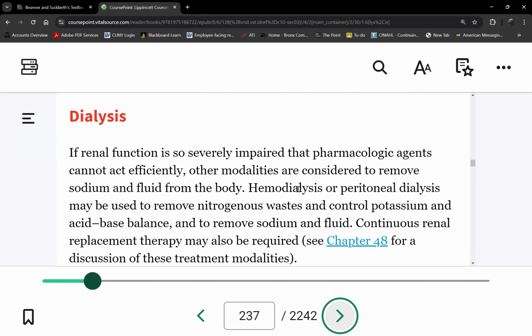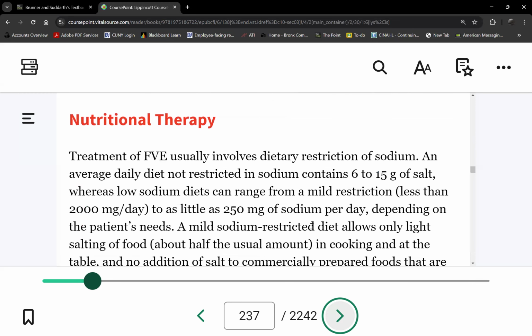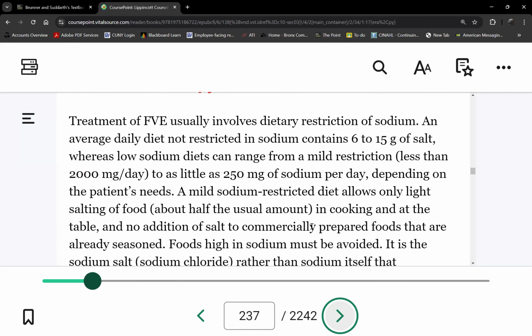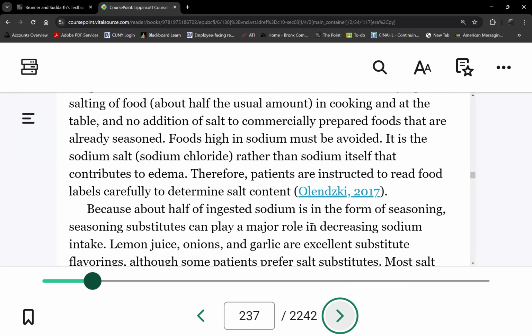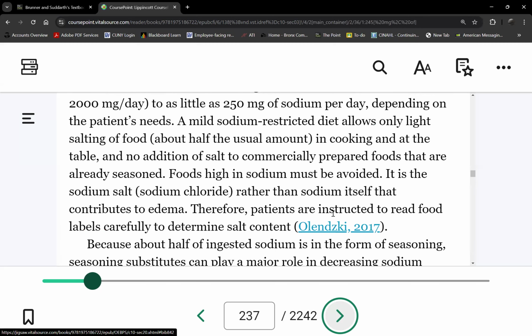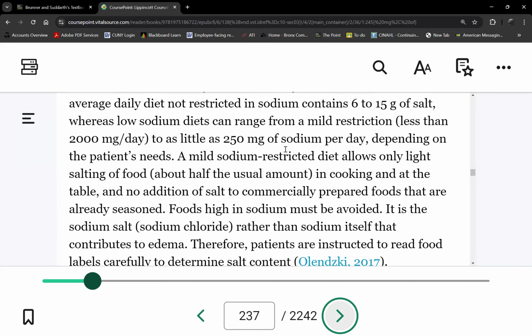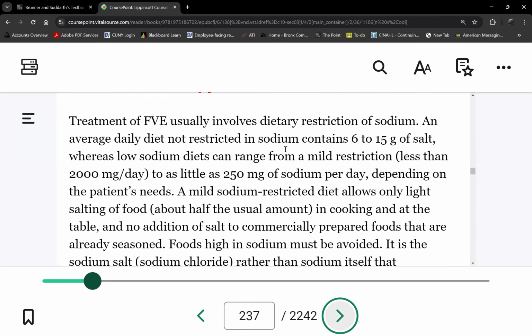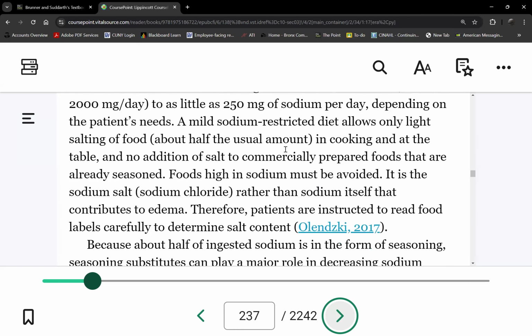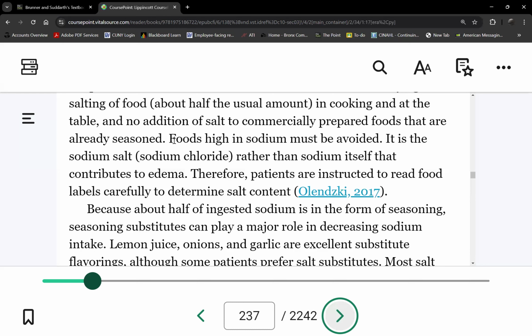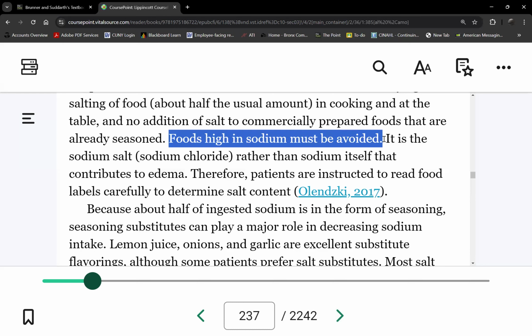If needed, the patient may have short-term dialysis. We'll discuss dialysis next week. And fluid restriction and also salt restriction. Here are details about how much salt restriction to give. Here, foods high in sodium must be avoided.